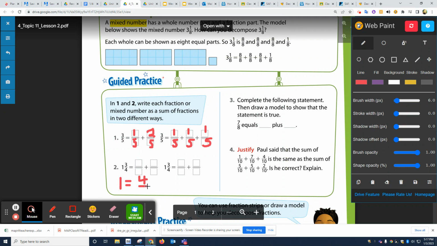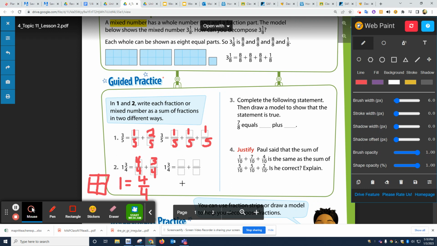So like if I had a square and it was a whole, for example, I'll draw it right here, and I cut this into fourths, and I don't take any away, I have 4/4. So 1 whole equals 4/4. So I could write 4/4 plus 3/4. That would equal 1 whole and 3/4.